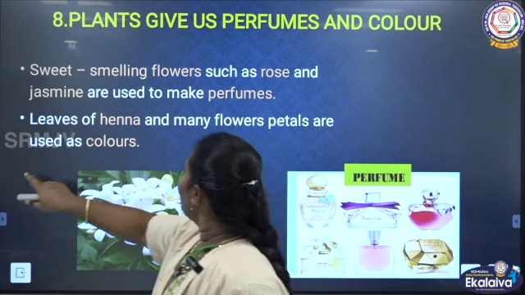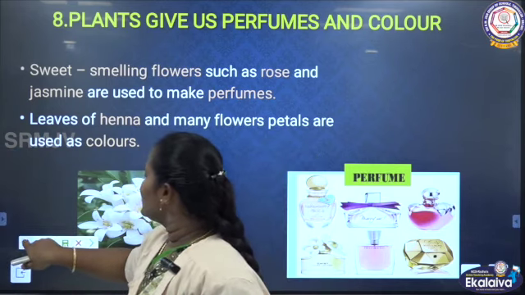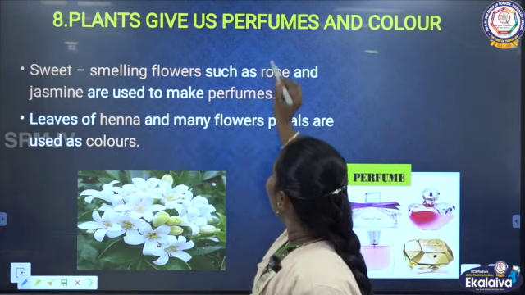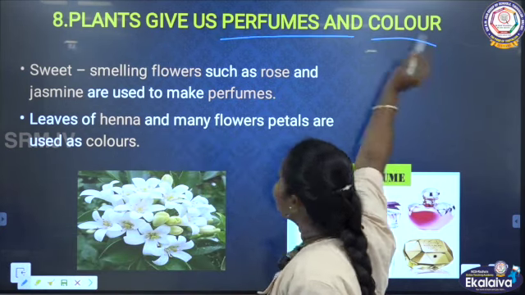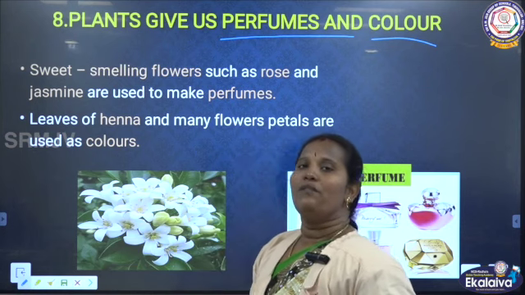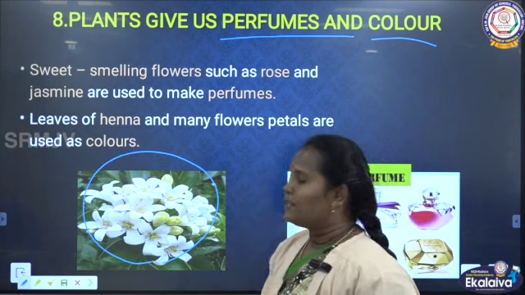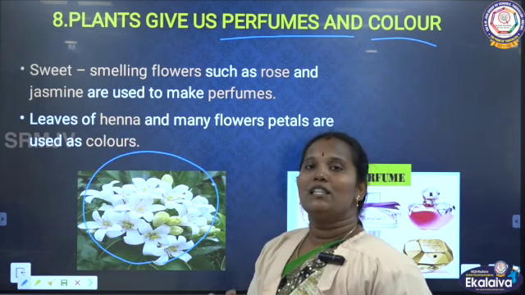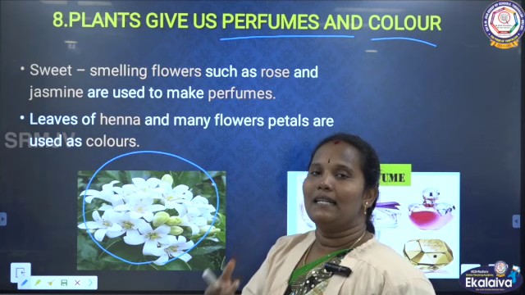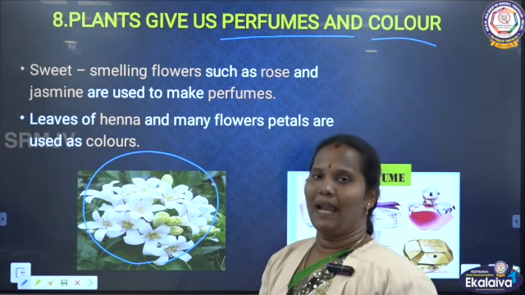Then plants help us to make perfumes and colors. Many plants have colorful flowers, isn't it? They have colorful flowers. So these colors are used to make colors. We are using colorful things. All these colors are obtained from plant parts.